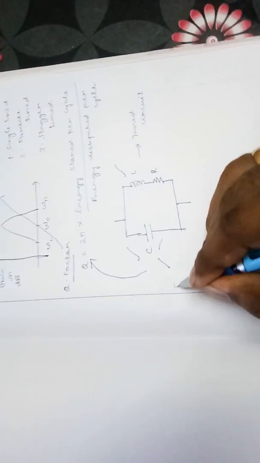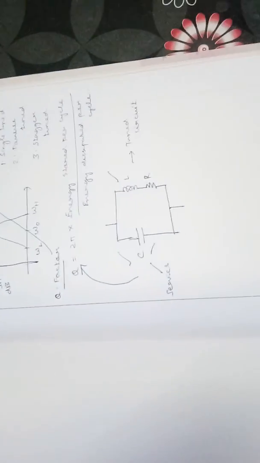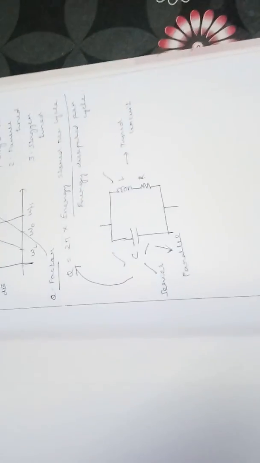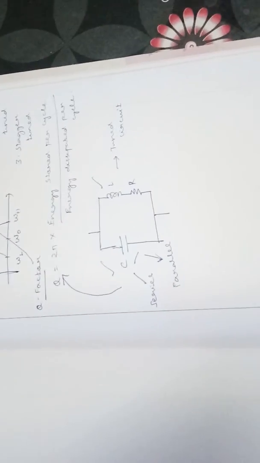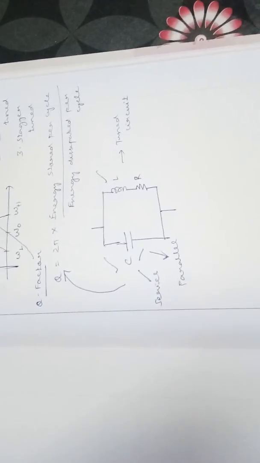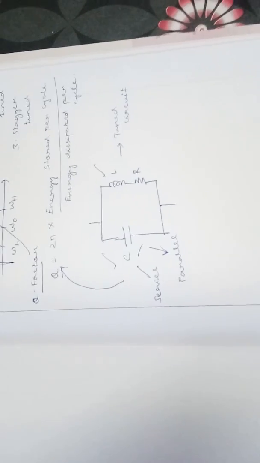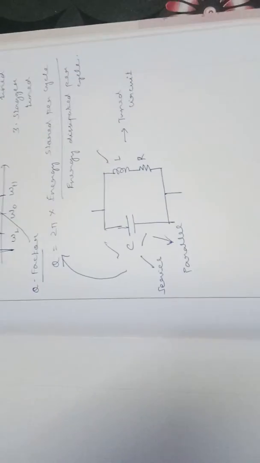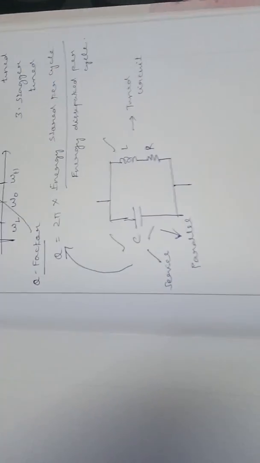If I consider the case of a capacitor, the term will be analyzed in two different ways: when the capacitor is connected in series with the input signal, and when the capacitor is connected in parallel with the input signal. So in the previous class, we computed the quality factor for a capacitor connected in series and a capacitor connected in parallel, and the same quality factor was computed for the inductor also.